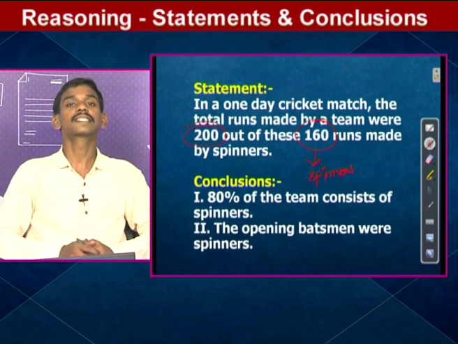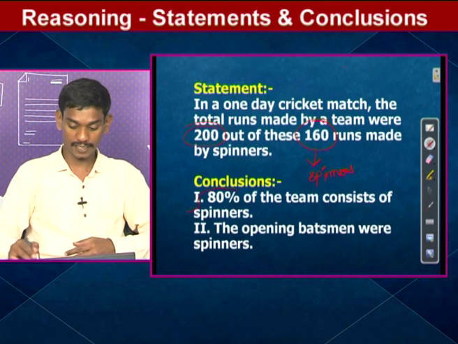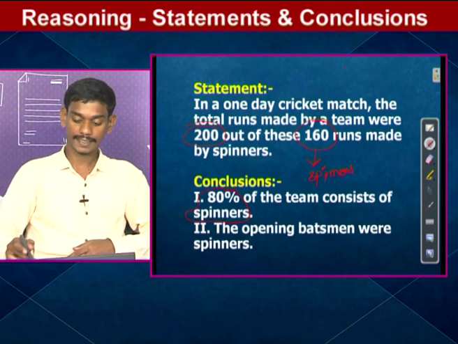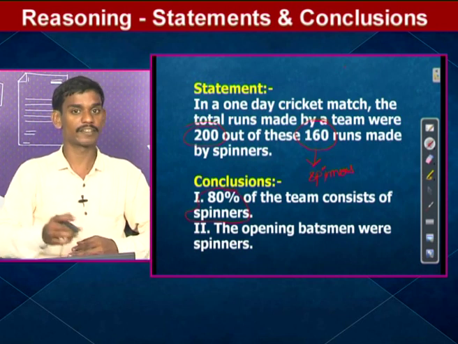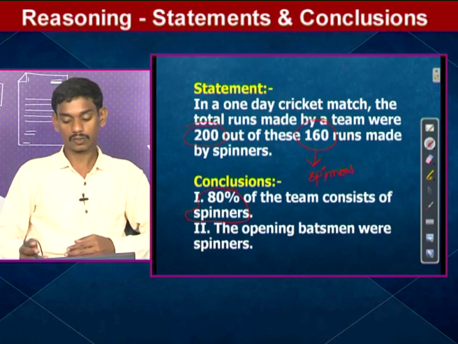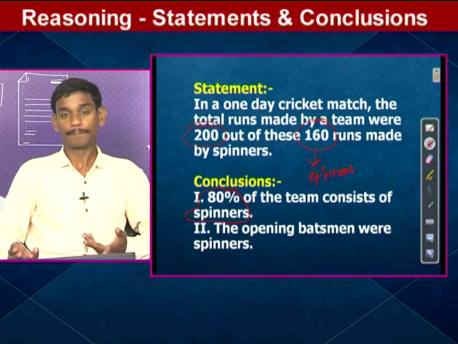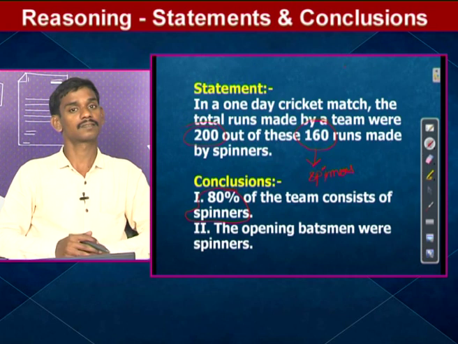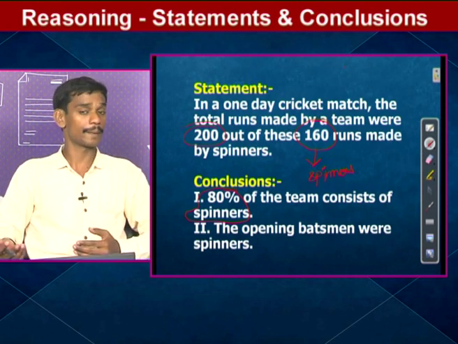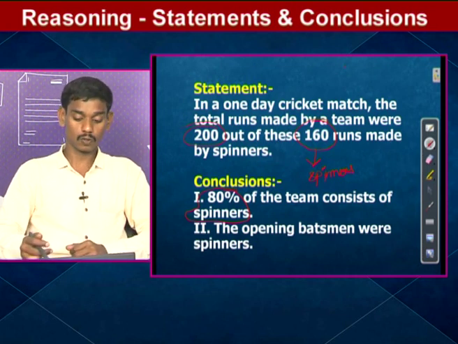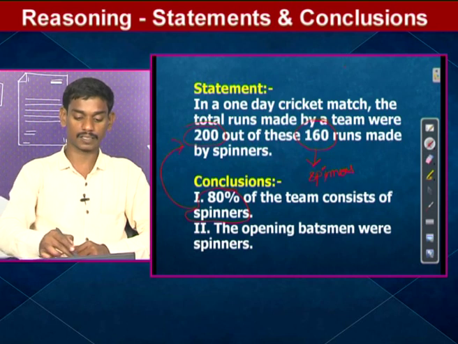But in this given statement, nothing is mentioned about 80% of spinners. Is it mentioned here? 80% of spinners is not mentioned in the given statement. So is this true or false? Maybe true or maybe false. 80% of spinners may be true, maybe false. So this does not follow.